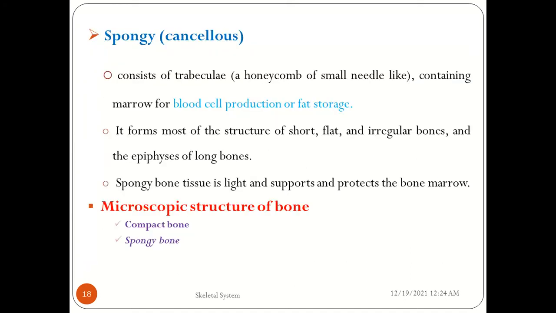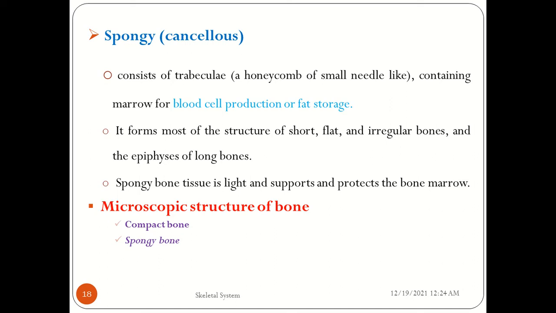Whereas sponge bone or cancellous bone consists of trabeculae containing narrow marrow for blood cell production or fat storage. It is a honeycomb of small needle-like trabeculae. Sponge bone forms most of the structure of short, flat, and irregular bones and the epiphysis of long bones. Sponge bone tissue is light and supports and protects bone marrow.